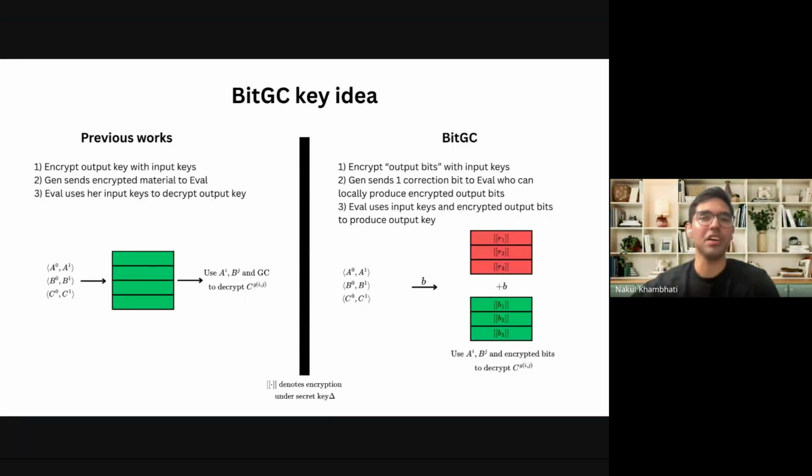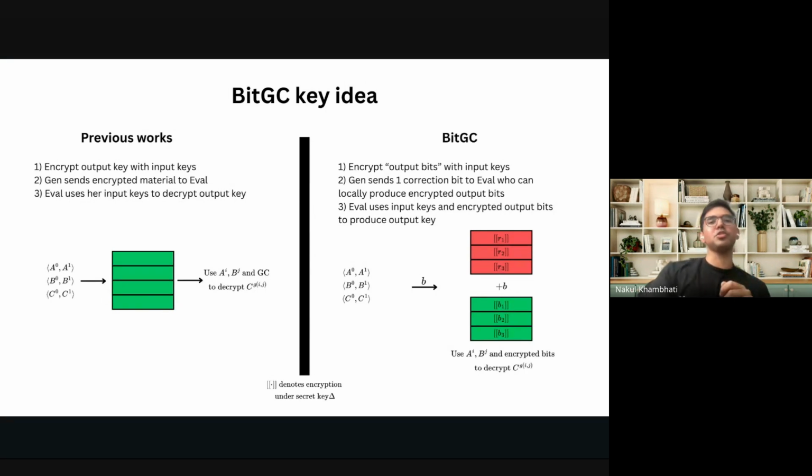How does it achieve this super impressive improvement? It does that by working in a slightly different garbling framework. So let's look at a very high level difference between previous works and BitGC without going into details right now. In previous works, for each gate, the garbler encrypted the correct output key with all the possible input key pairs, arranged that into this truth table, and sent that encrypted material to the evaluator. This consists of most of the cost. And then the evaluator uses her input keys to decrypt those output keys.